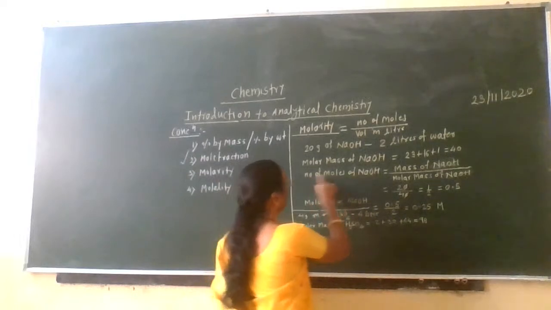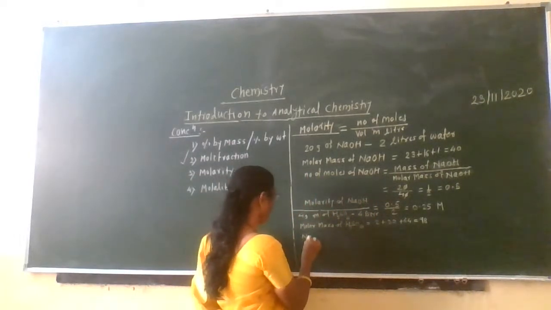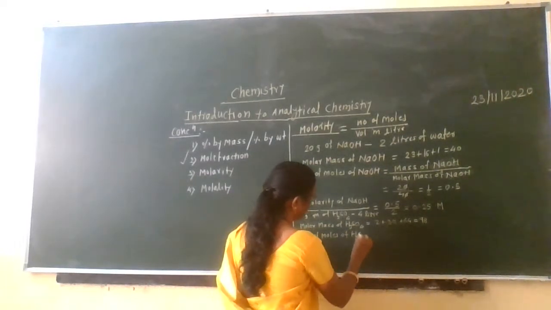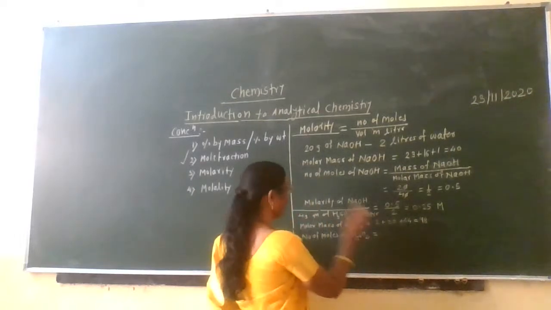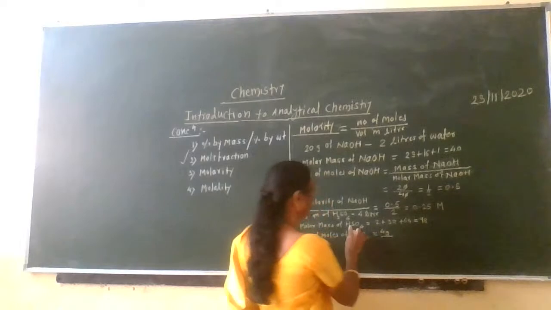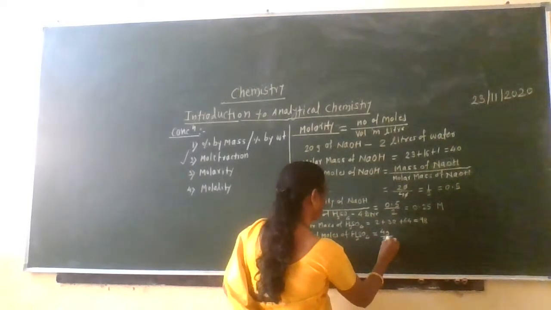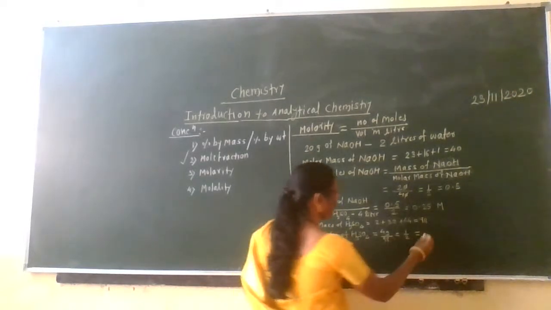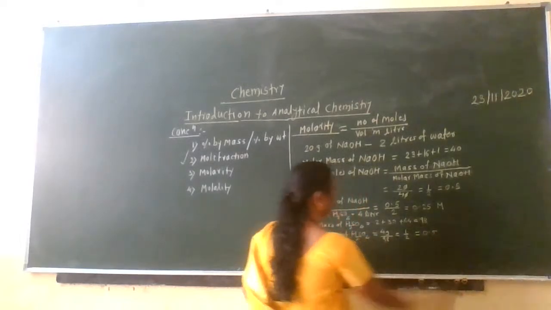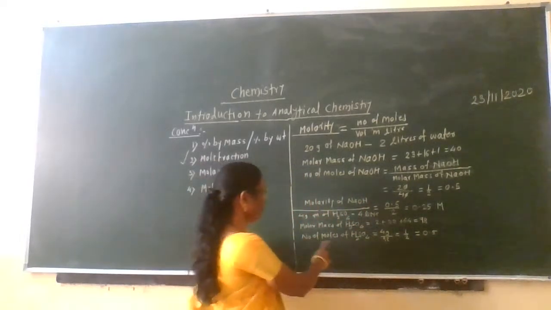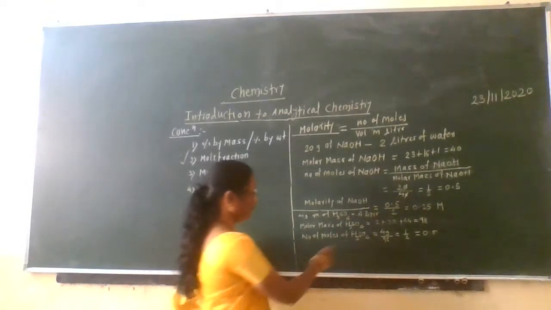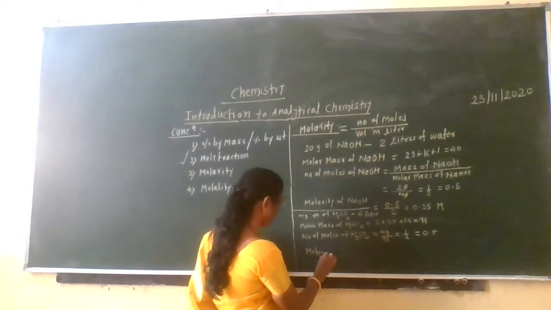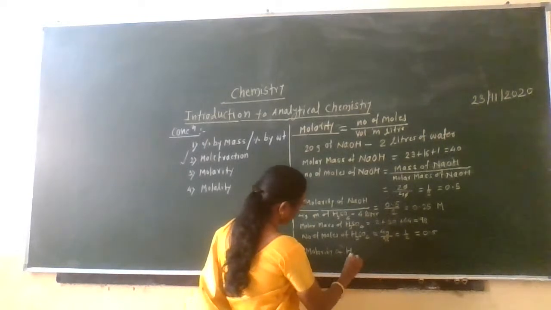Now from this we can calculate the number of moles of H2SO4. Mass is given, that is 49, and molar mass we have calculated here, 98, and therefore it is 1 half, and it becomes 0.5. Okay, this is the number of moles of sulfuric acid, and from the number of moles of sulfuric acid we can calculate the molarity of sulfuric acid H2SO4.